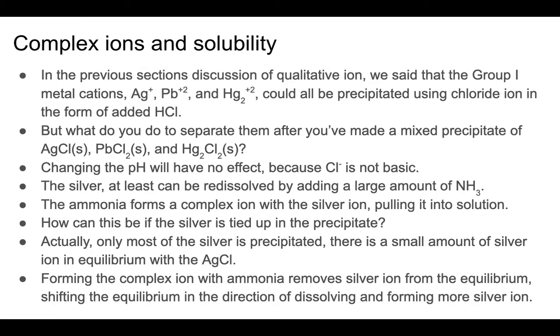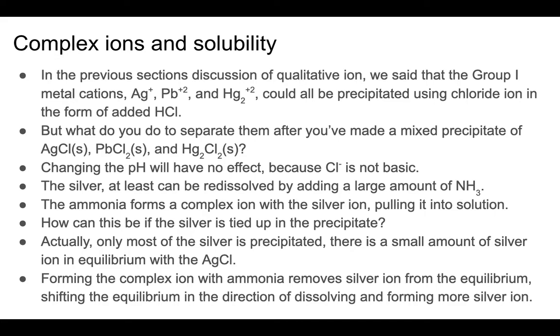Now let's take a look at how this could apply to maybe qualitative analysis. In the previous section, when we were looking at qualitative analysis, we said that the group 1 metal cations, silver +1, lead +2, and mercury 1, which is actually a kind of diatomic mercury 1, Hg2 +2. It's actually Hg +1, but it always comes in pairs. So these three ions in water can all be precipitated by adding chloride ion in the form of HCl.